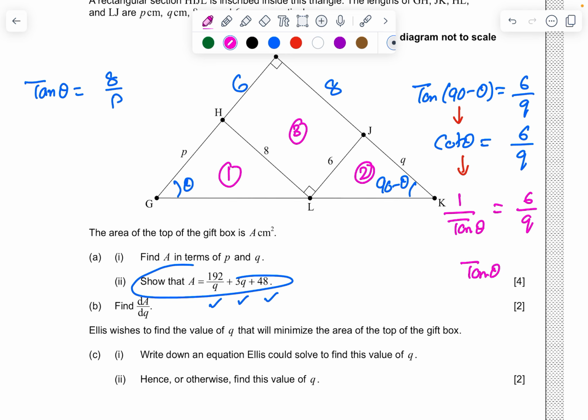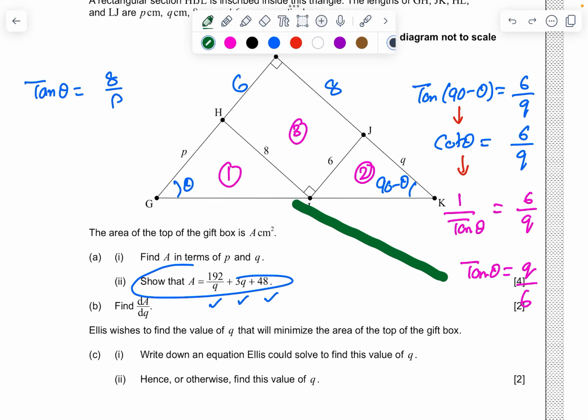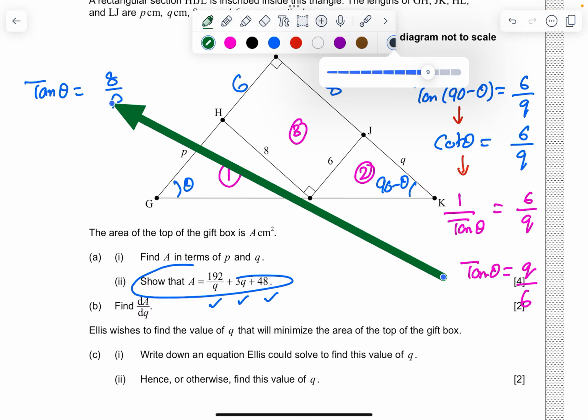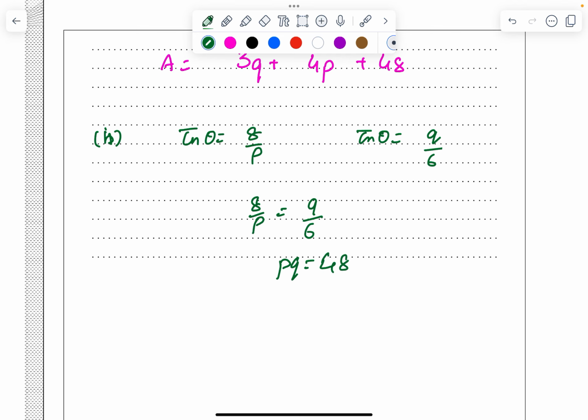So what do I get? Tan theta equals q upon 6. Now we can see that both are tan theta. This is tan theta and this one also is going to be tan theta. So both are the same. For part 2, tan theta equals 8 upon p, and also I get tan theta equals q upon 6. So 8 upon p equals q upon 6. So pq equals 48.